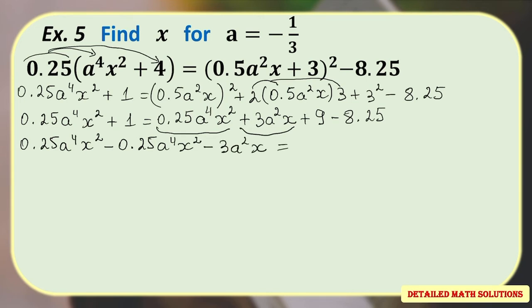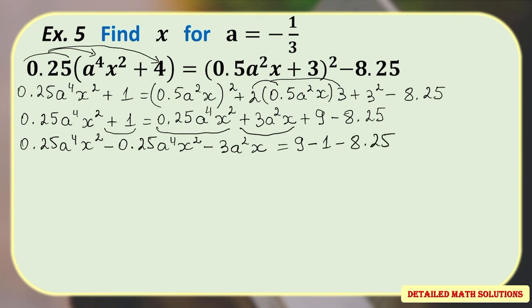On the right-hand side of the equation, I need to group all numbers. In other words, I need to transfer plus 1 to the right side of the equation, and then the right side of the equation becomes 9 minus 1 minus 8.25.